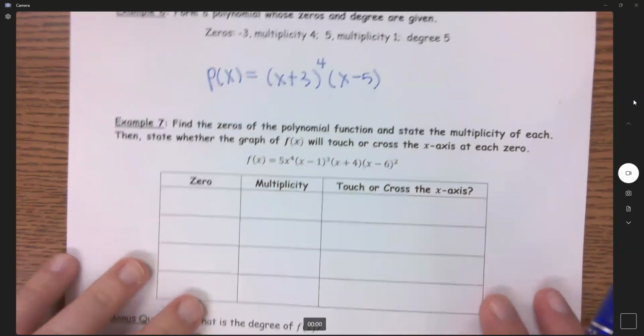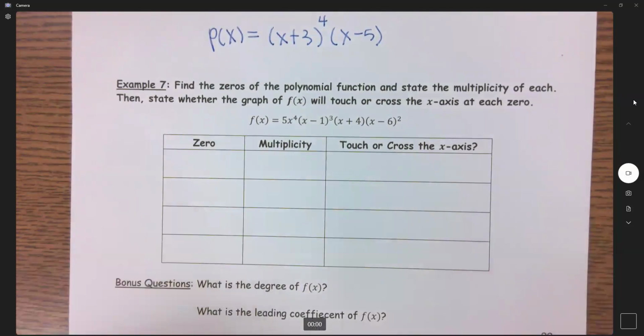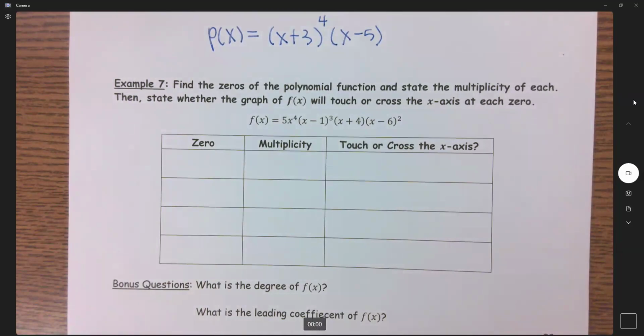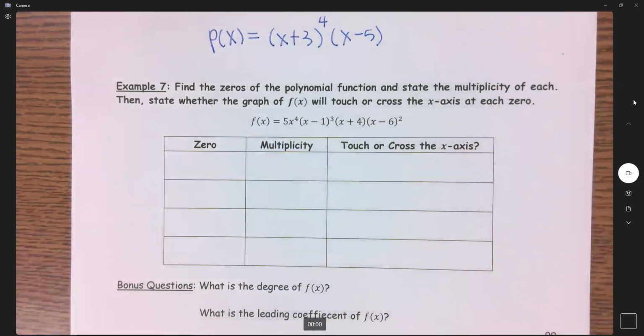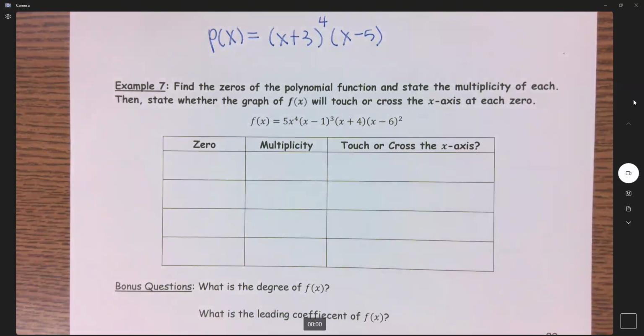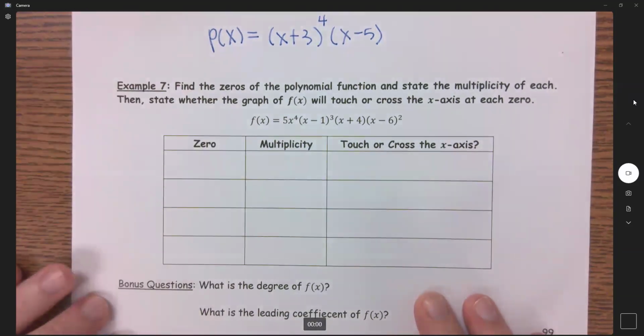Now, in example 7, it wants us to find the zeros of the polynomial function and state the multiplicity of each. Then state whether the graph of f of x will touch or cross the x-axis at each 0. So let's just start by first listing our zeros here. I want you to pause this video and see if you can list all 4 zeros. Okay, hopefully you had time to pause it and to try to figure out your zeros.